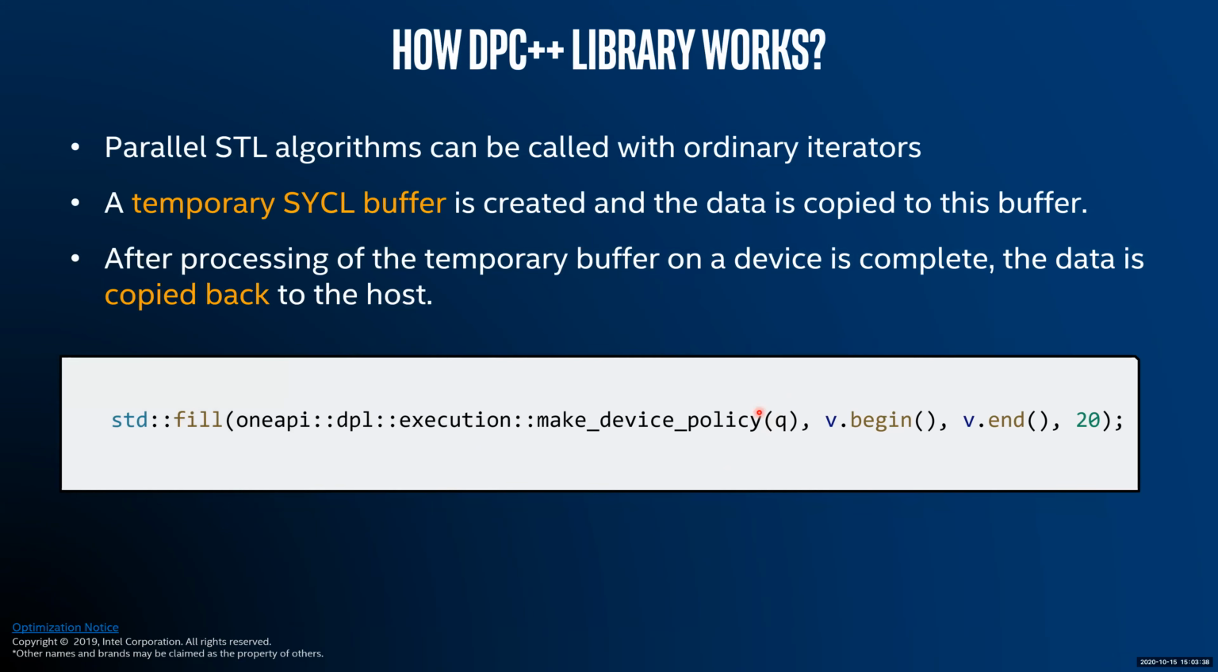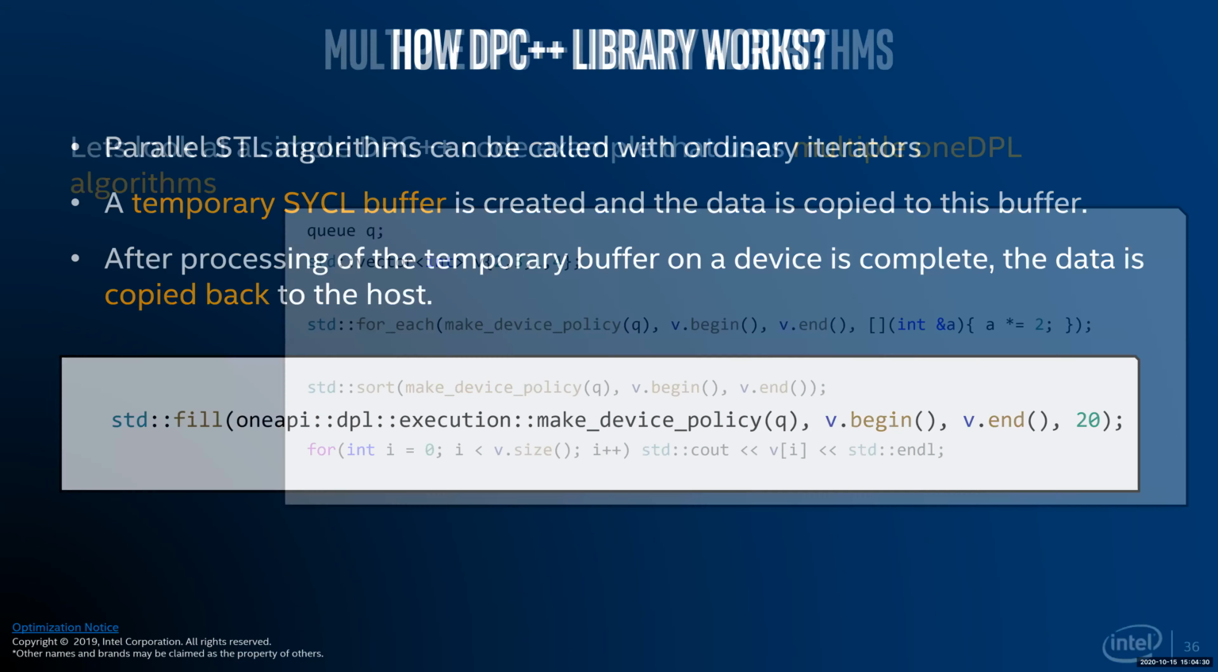So how does this library function work? A parallel STL algorithm can be called with ordinary iterators, but then the steps that happen when you call it with an execution policy are that a temporary buffer is created behind the scenes, and then the data is copied over to the device side, and after processing on the device side, the data is copied back. So all this work of creating a buffer and then moving the data from host to device and device back to the host is all implicitly done when you use the library functions. Right? That's how typically the library function works.